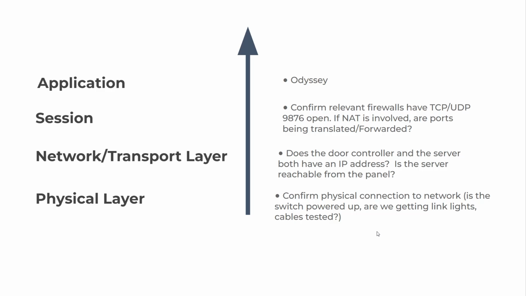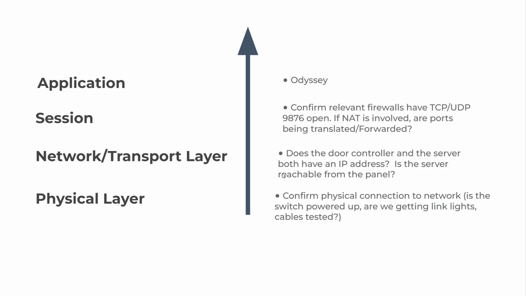If you've worked with any network troubleshooting on other devices like IP cameras, other IoTs, or even normal network and computer equipment, you may be familiar with the ISO layer. It's basically a way you can move your way up the troubleshooting methodology, which best practice is to start at the physical layer and move your way up. On the physical layer, that's usually confirming physical connections to the network. Is the panel powered up? Is the switch connected? Do we see link lights?